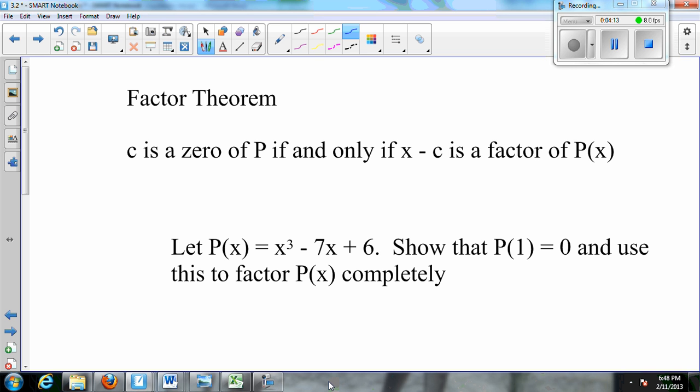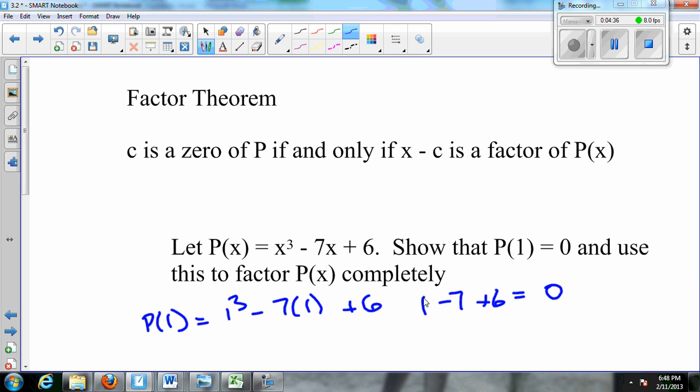So for our example, we're letting p of x equal x cubed minus 7x plus 6. We're going to show that p of 1 equals 0 and use this to factor p of x completely. So let's work out p of 1: 1 cubed minus 7 times 1 plus 6 goes to 1 minus 7 plus 6, and that goes to 0. Okay, this is p of c, so c is 1.